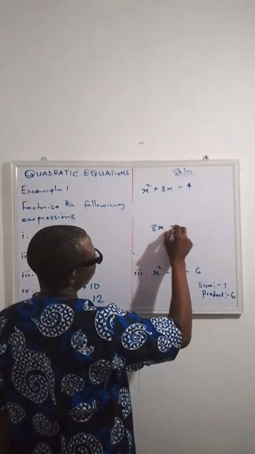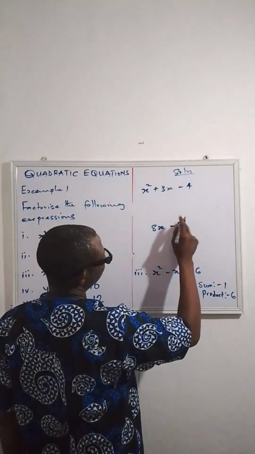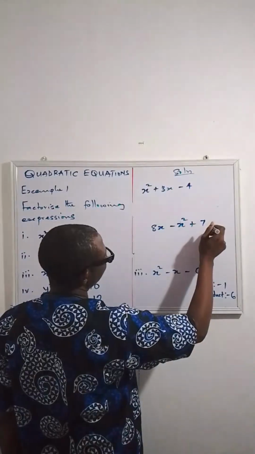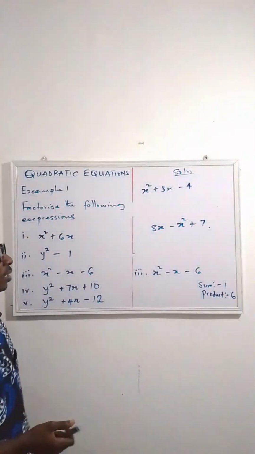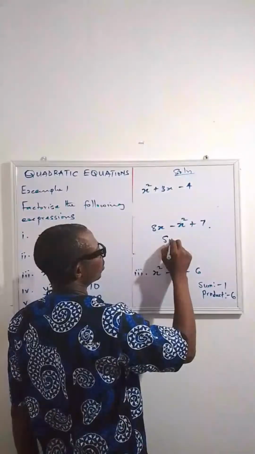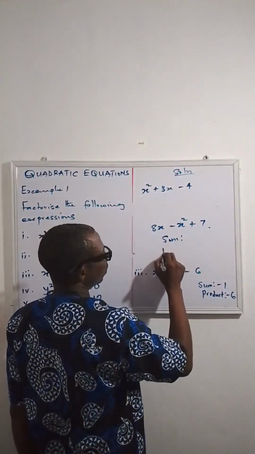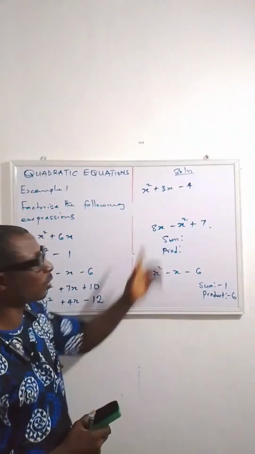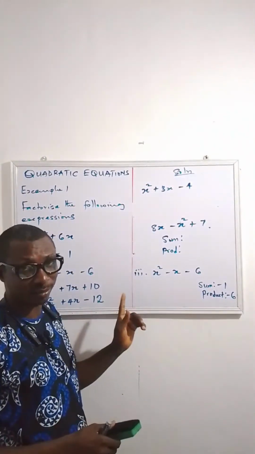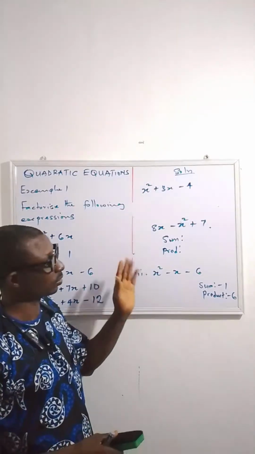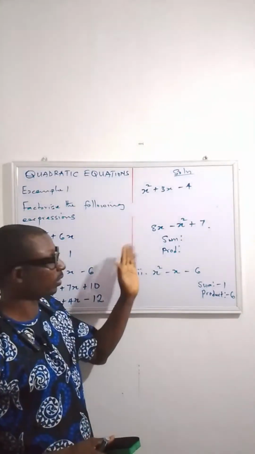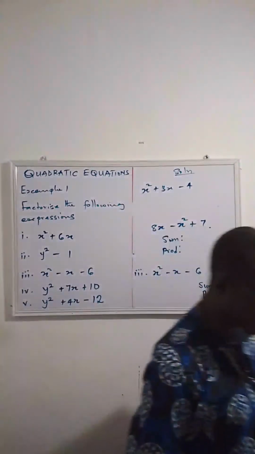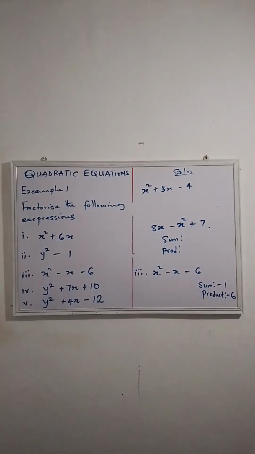8x minus 3 minus x squared plus 7. Okay, so what is the sum and what is the product? I need you to tell me the sum and the product. You have to be very careful, so check it very well. I don't want any of you to make mistakes. So what is the sum and product of this quadratic expression? Now drop your answer in the comment section. Let's see what you have.